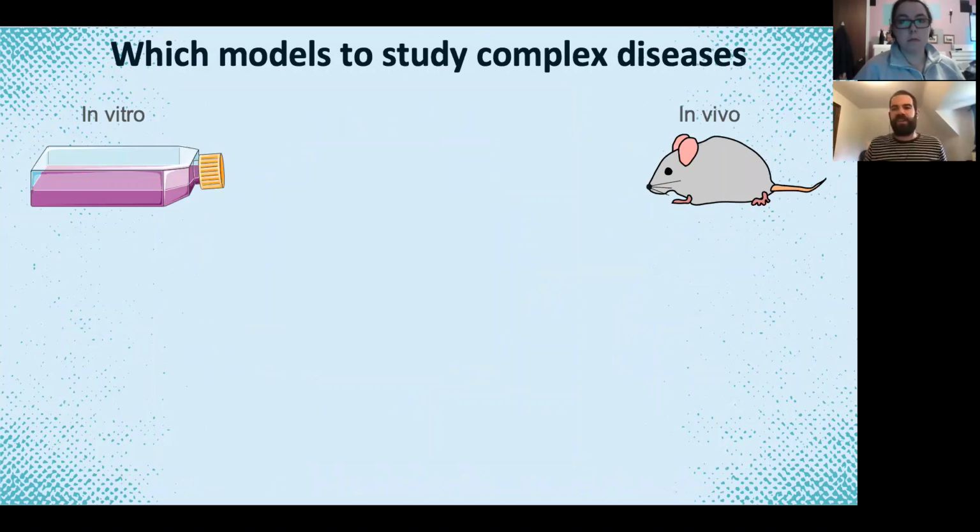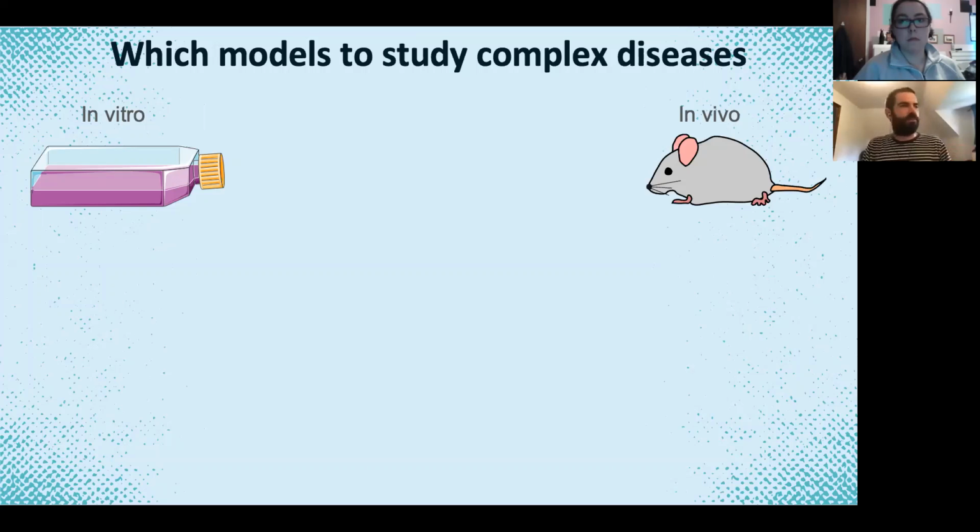So right now scientists mainly use two main models. They use in vitro models, which is basically cultivating cells in 2D in a plastic dish. And on the other side, they use in vivo models. So mouse mainly for cancer, and some rat models, but it's mainly mouse. Both of these models have advantages and disadvantages, like all models.